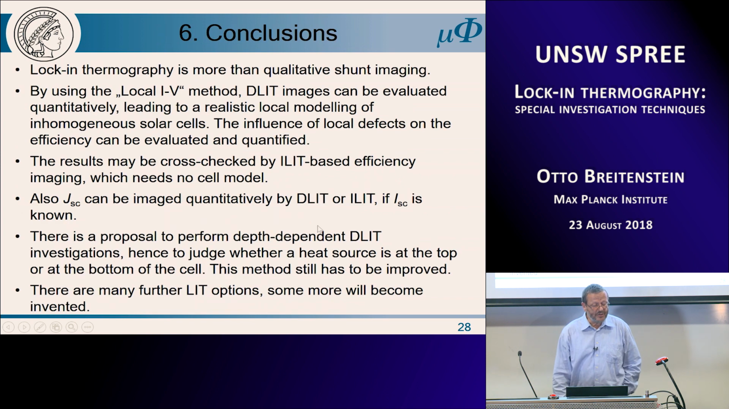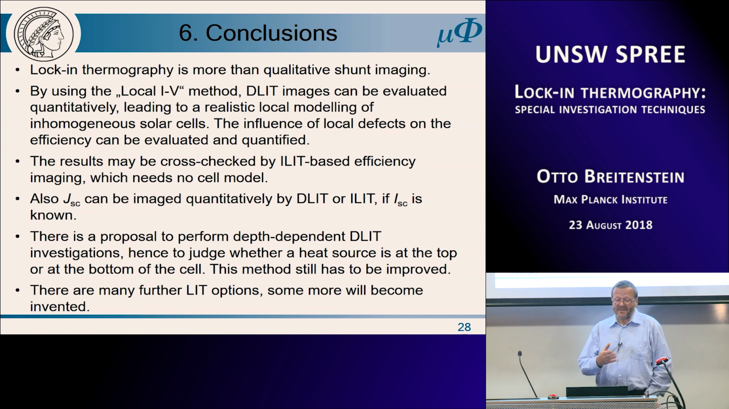So this brings me to my conclusions. I hope that I could show that lock-in thermography is more than qualitative shunt imaging. And by using this local I-V method, DLIT images can be evaluated quantitatively, and this leads to realistic local modeling of inhomogeneous solar cells, and the influence of local defects on the efficiency can be evaluated and quantified. So the results may be cross-checked by illuminated lock-in thermography-based efficiency imaging, which needs no cell model. However, it has other limitations.